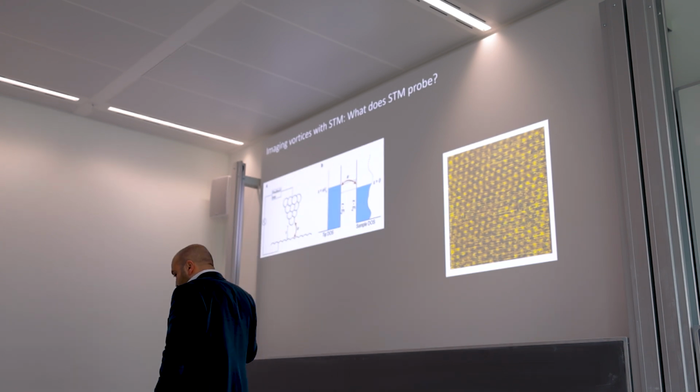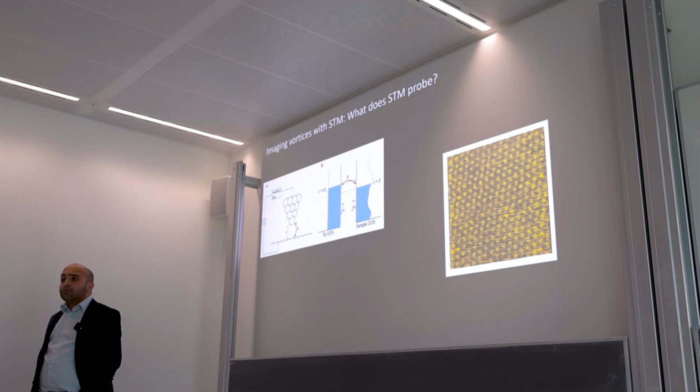Now, that's how STM works, but how do you use that to image vortices? How do you get electron tunneling to see a vortex? Think about the density of states on the sample. What's happening there? If you have a superconducting sample, what's the density of states there? Think about the Fermi level. What happened to the Fermi surface?